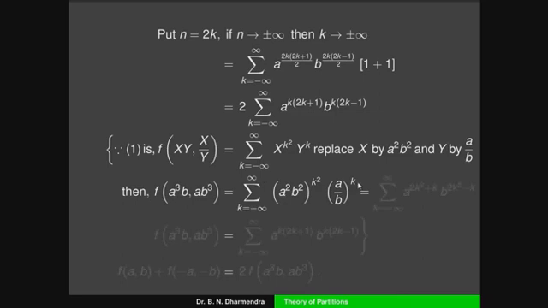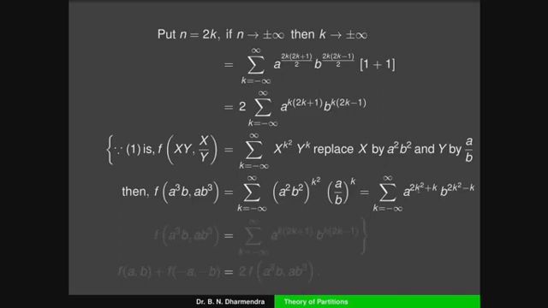Here the power of a is 2k square in the first one, and here the term is a to the power of k. Similarly, the power of b is 2k square, and b to the power of minus k here. So that is equal to the summation k running from minus infinity to plus infinity of a to the power of 2k square plus k into b to the power of 2k square minus k.